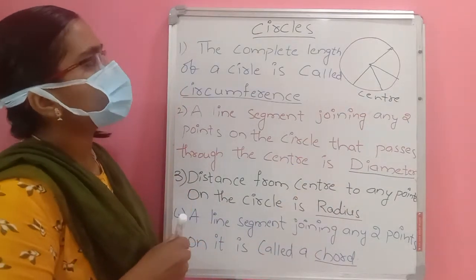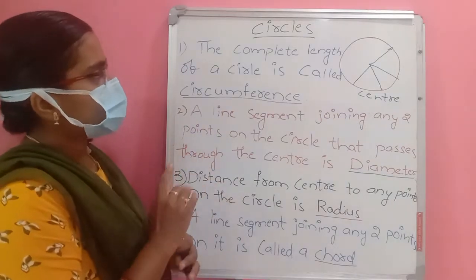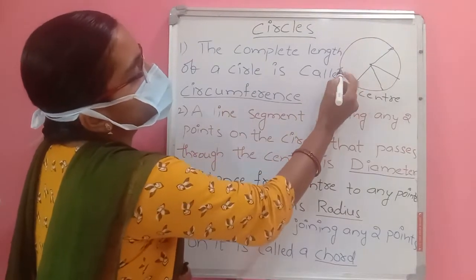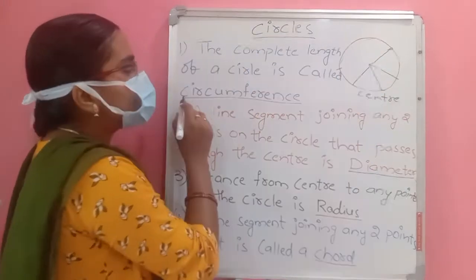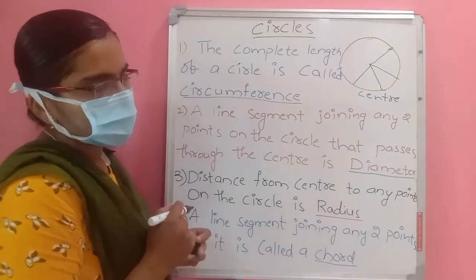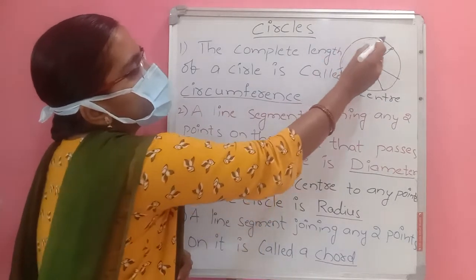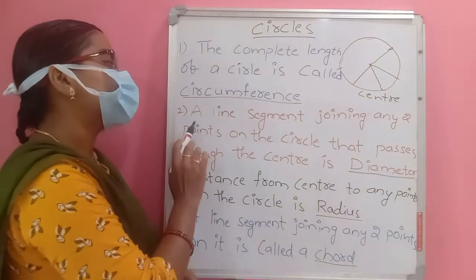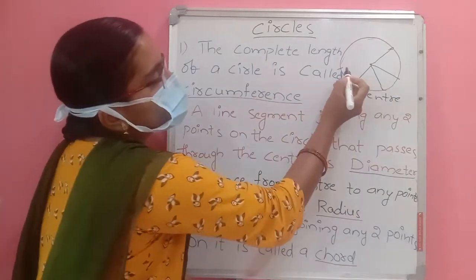And for this circle we have terms, which I will explain here. The complete length of the outer sketch of the circle is called its circumference. Complete length means we can measure its circumference by using a thread. So that is circumference.